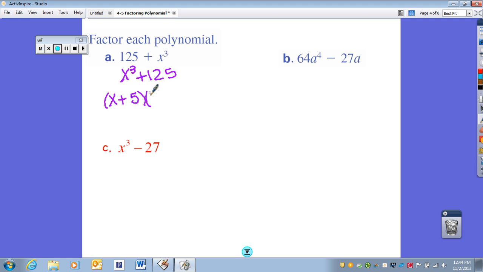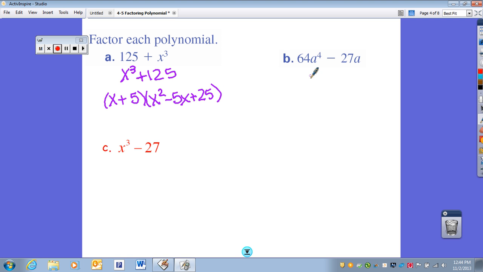And then the rest of the pattern is that we are going to have the square of the a value, so that's going to be x squared. Then we have the difference, which means subtract a times b, so subtract 5x. And then we are going to add at the very end the b squared, which would be 25.